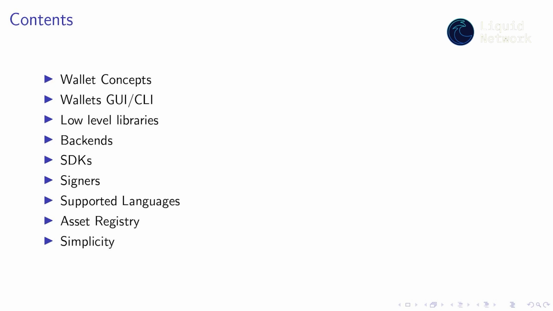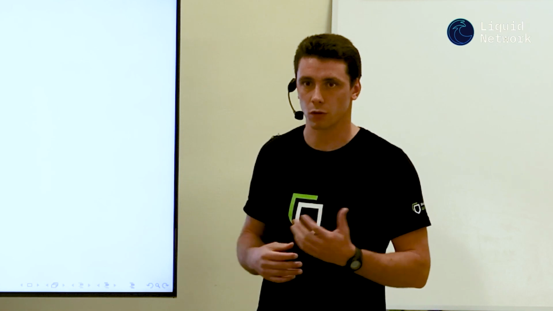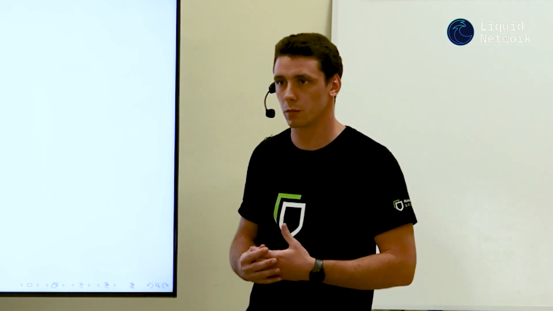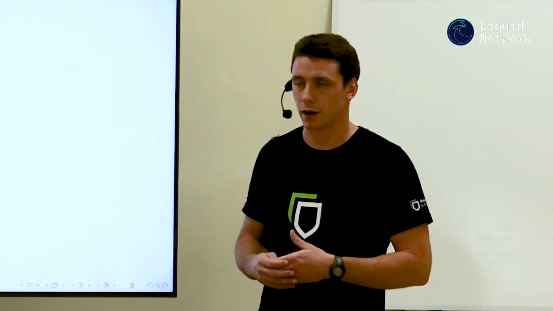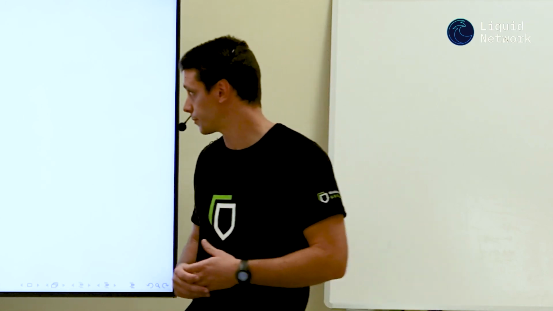Then we'll see the low-level libraries that are used to build those wallets, but can be used to build other products. We'll see the possible backends, which are the blockchain data source, so basically where you fetch your UTXOs from. And we'll evaluate the different trade-offs between them. Some of them might be more reliable, some of them might require more resources, and some of them might have issues in terms of privacy.